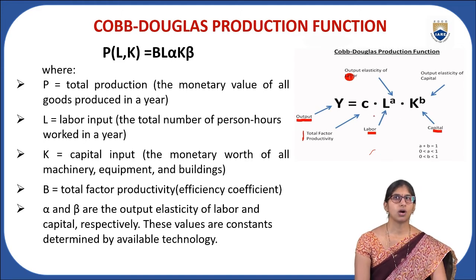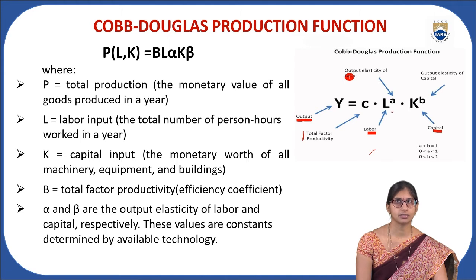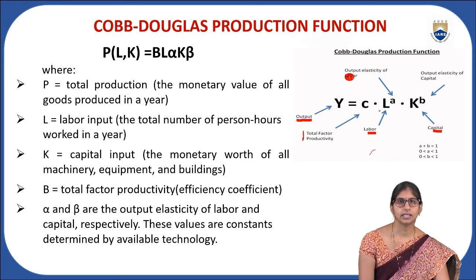Here what this Cobb Douglas production function says is what the elasticities of both the input factors are. They have concentrated on the total elasticity of labor and capital. What is elasticity? Elasticity means the rate of response from one input factor to the other input factor. Here L is labor, a is the output elasticity of labor, K is the capital, and b is the output elasticity of capital.